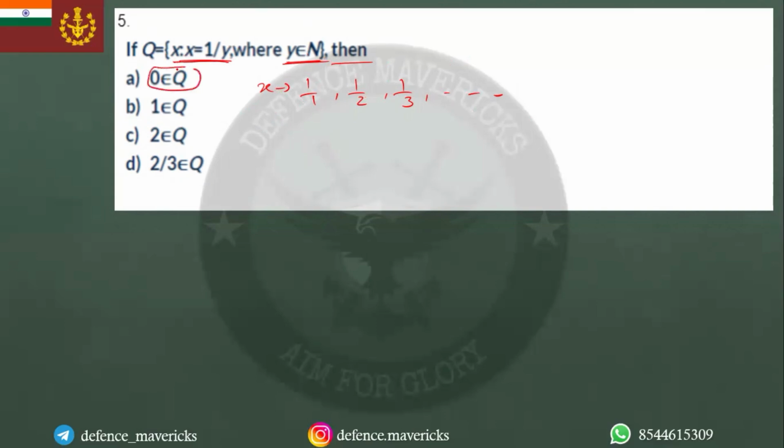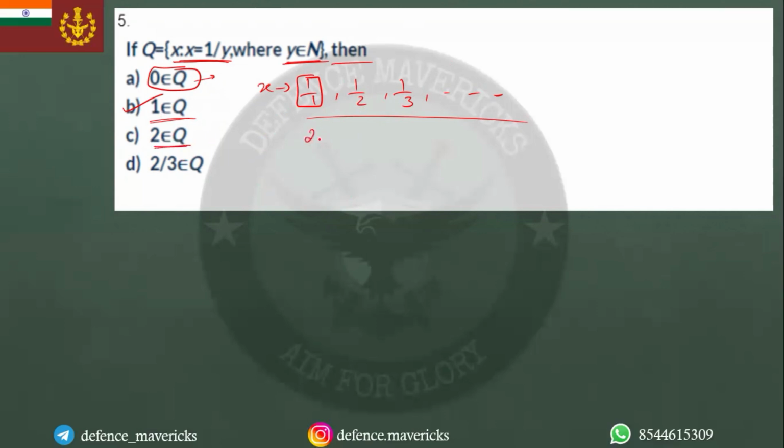Can 0 be in Q? No, 0 cannot be in Q, because 0 cannot be an element of these numbers, na. Then they say can 1 be a part of Q? So yes, 1 can be a part of Q because 1 by 1. Okay, so 1 is possible, so B will be the answer. Just for safe side you can check the other options also कि ऐसा तो नहीं हो रहा कि दो options से ही आ रहा है, because if two options are correct then maybe we are solving it in a wrong way. So 2 is the element of Q.